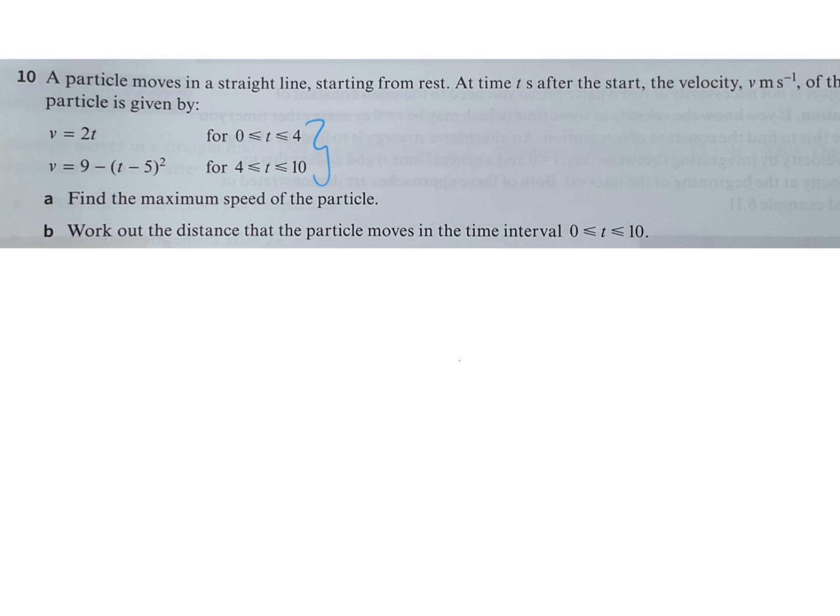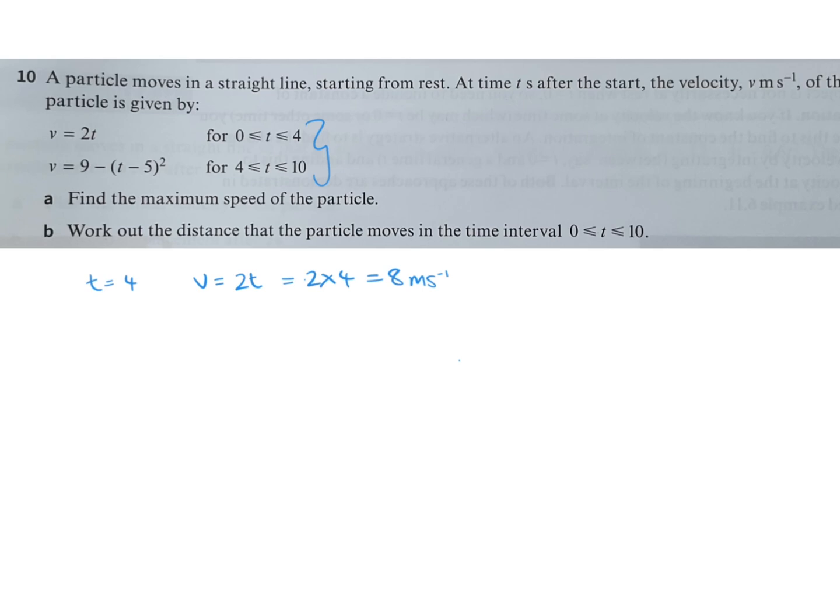Now this is a nice linear section. We've got v equals 2t. So that means that the maximum speed is going to be at the end of the section when t is equal to 4. So let's have a look. When t is equal to 4, we have v equals 2t, which is equal to 2 times 4. So that has a maximum speed of 8 meters per second.